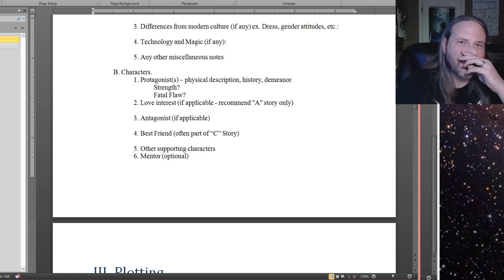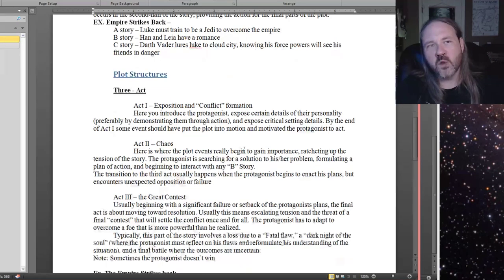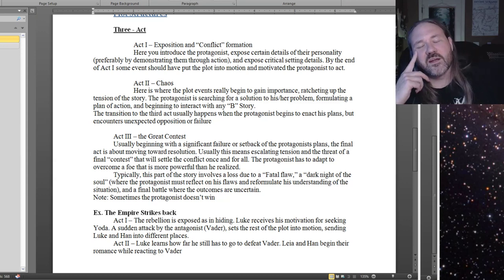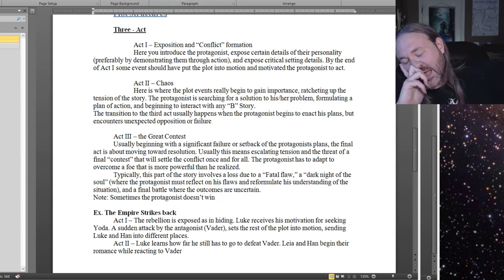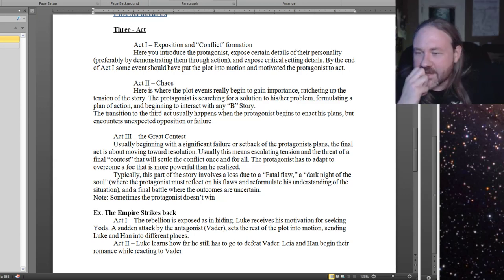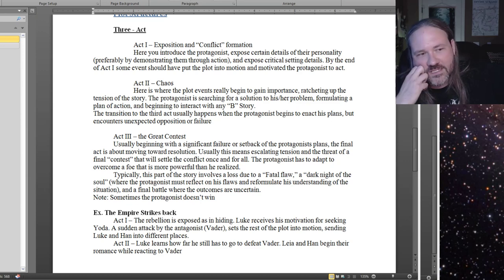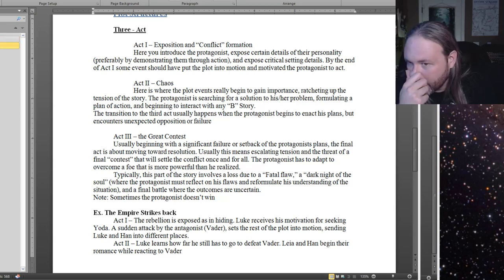A mentor is going to be a character that just provides motivation and information for the protagonist to act correctly. That's a really good one to put in there. An Obi-Wan like character, a character like, I'm trying to remember the name of the character in Dune, but I'm forgetting his name because it's been so long, so I apologize. A character that really acts as a guide to help the protagonist make sense, especially in Act 2, which is the Chaos Act. I'm going to talk about that in a second.